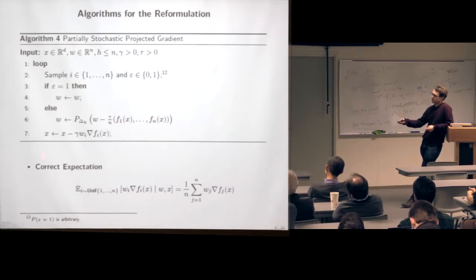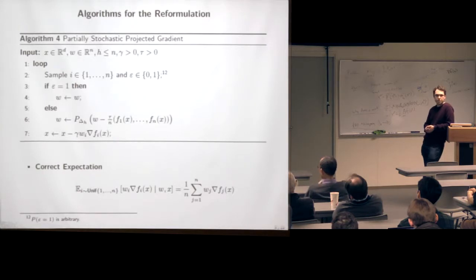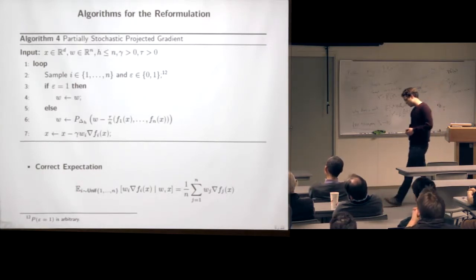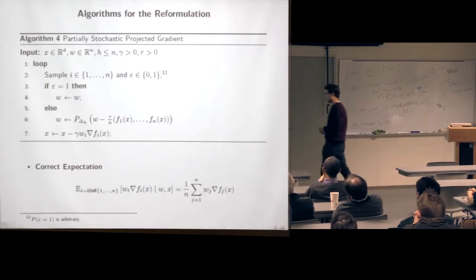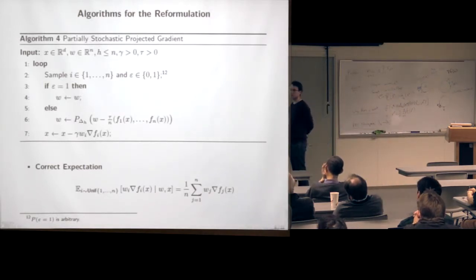If you recall, our function is that G function from the previous slide, and the gradient with respect to W is just a vector of functions, so you need to project here. In terms of the X update, you always just sample a single gradient, which is what this I does, and you go in the gradient direction. Okay, so that's the partially stochastic proximal gradient method. And again, why it works is exactly because it has the correct expectation.